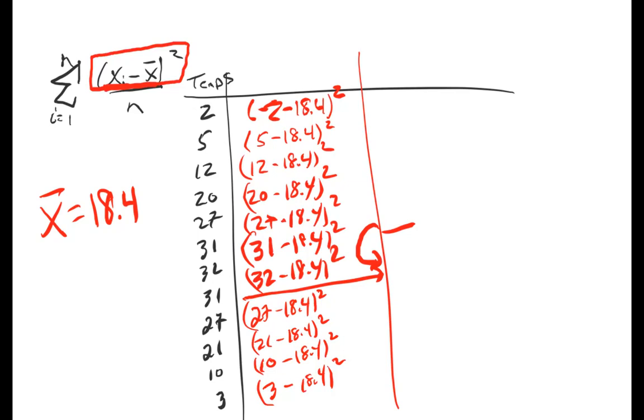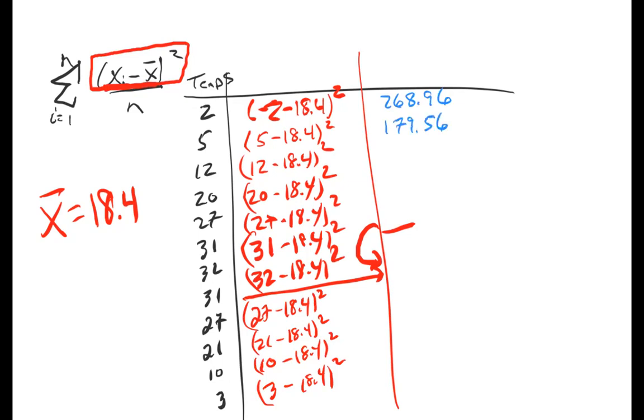What is 2 minus 18.4 squared? You're going to do this with a bunch of numbers here, so it should be 268.96. All right, then what's 5 minus 18.4 squared? 179.56.